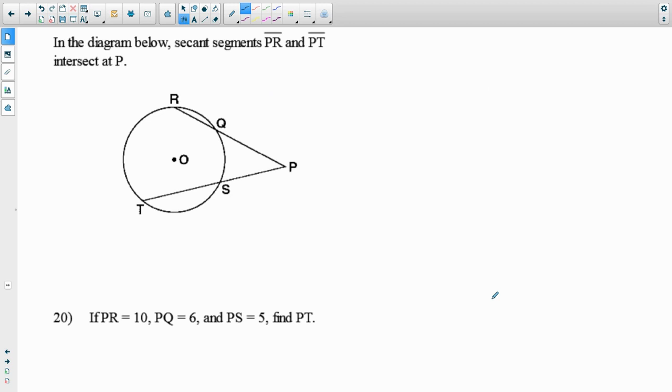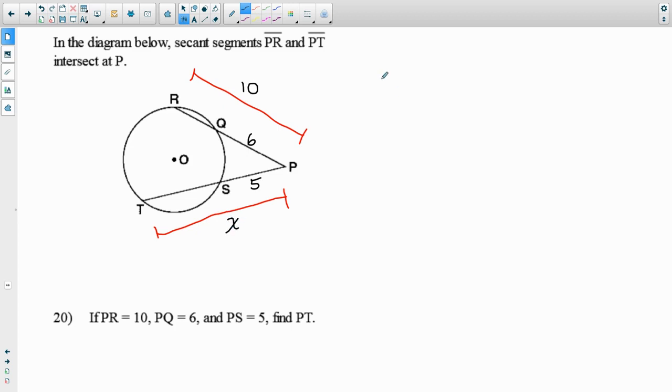Question number 20. In the diagram below, secant segments PR and PT intersect at P. If PR is 10, all right, there they're giving me a whole, so I like to mark that right there. If PR is 10 and PQ is 6 and PS is 5, find PT. Well, PT happens to be the whole secant here, which is a part of my theorem. So I will represent that here as my X.